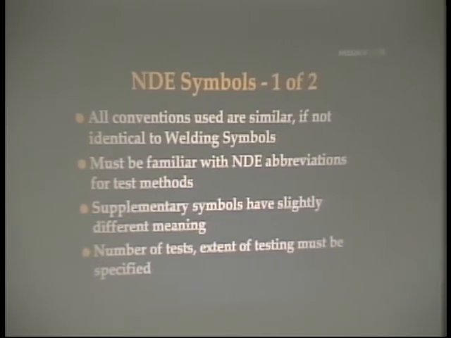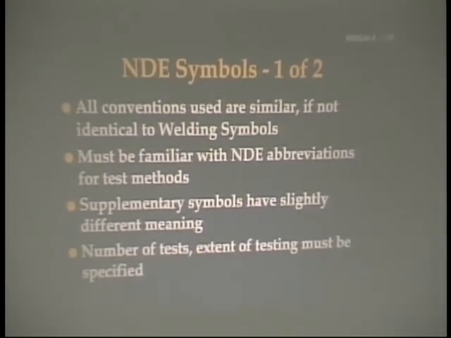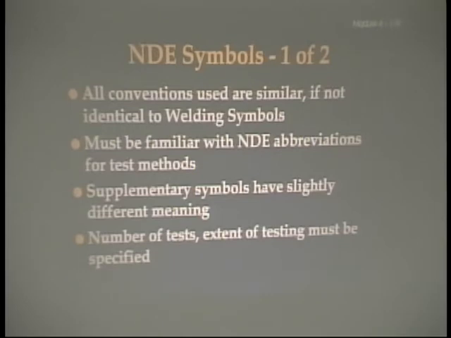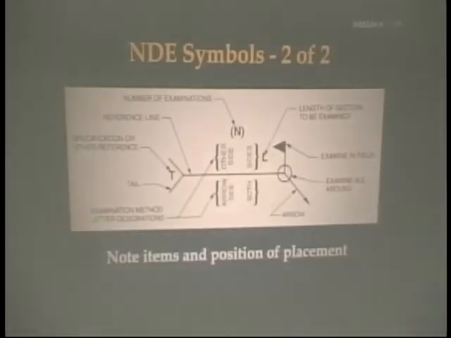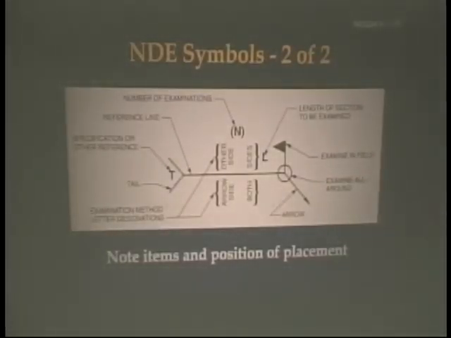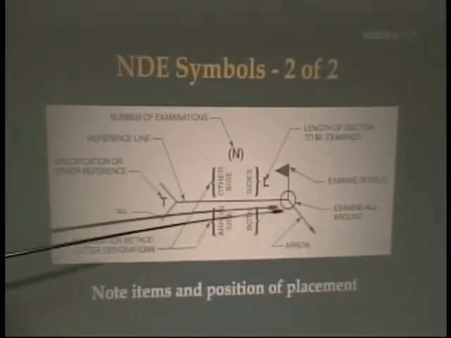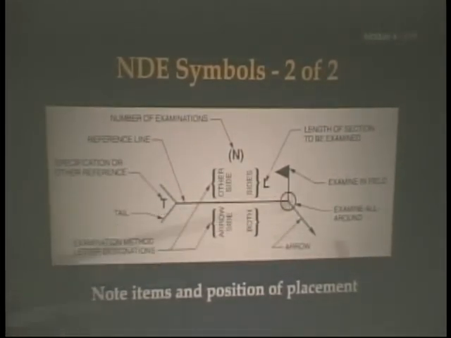Okay, applications of welding symbols. If you drop down to the bottom paragraph in that topic, it says, a non-destructive examination symbol has several elements. Take a look at figure 30.15, which shows elements and how they are located with respect to each other. If you look at figure 30.15, you can see it's very much like a welding symbol. In this case, the flag means you're going to examine it in the field. Examine all around. It's got an arrow pointed to where they want it done.